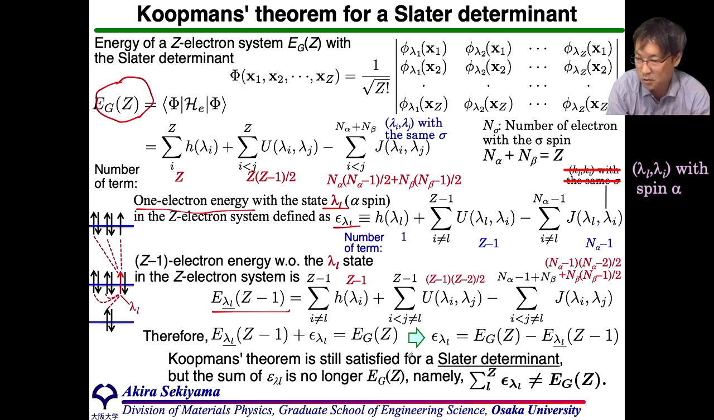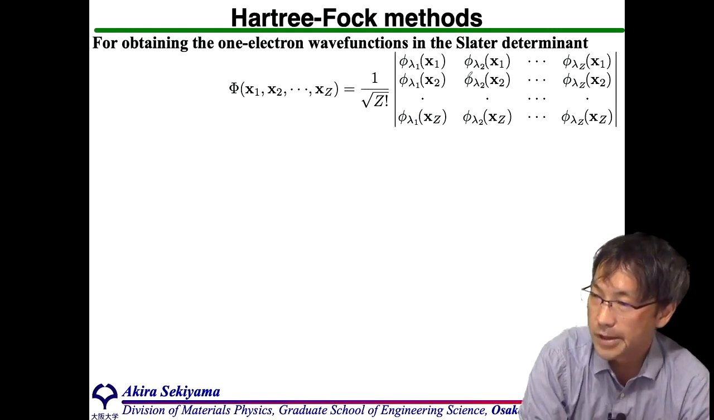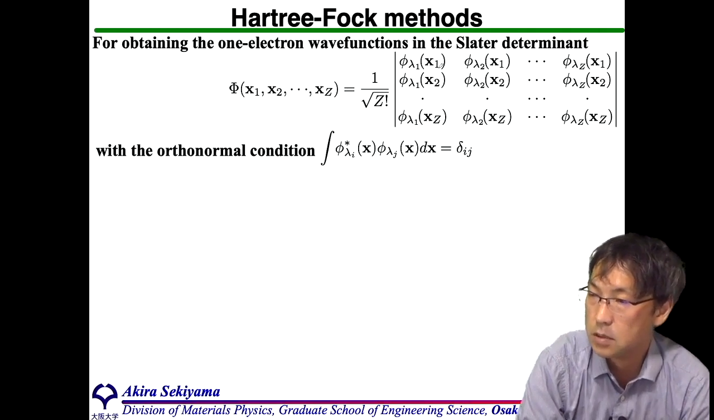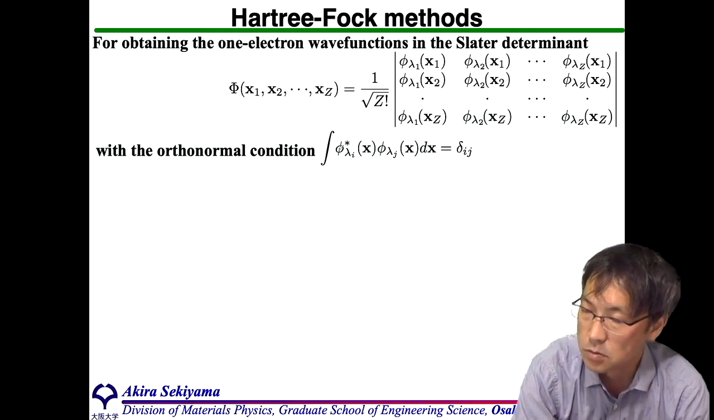But one important thing is that the simple sum of each 1-electron energy no longer becomes the total energy. When we simply calculate the sum of the 1-electron energies defined by this formula, the Coulomb interactions are so-called double counted, so overestimated. Therefore, when the Coulomb interaction is switched on, we cannot obtain the total energy by the simple sum of the 1-electron energy levels. The next challenge is to obtain this wave function. The problem is how to solve each 1-electron wave function from the given condition. So, in order to obtain this Slater determinant, we need to obtain the 1-electron wave function with also the normalization condition expressed as this formula.